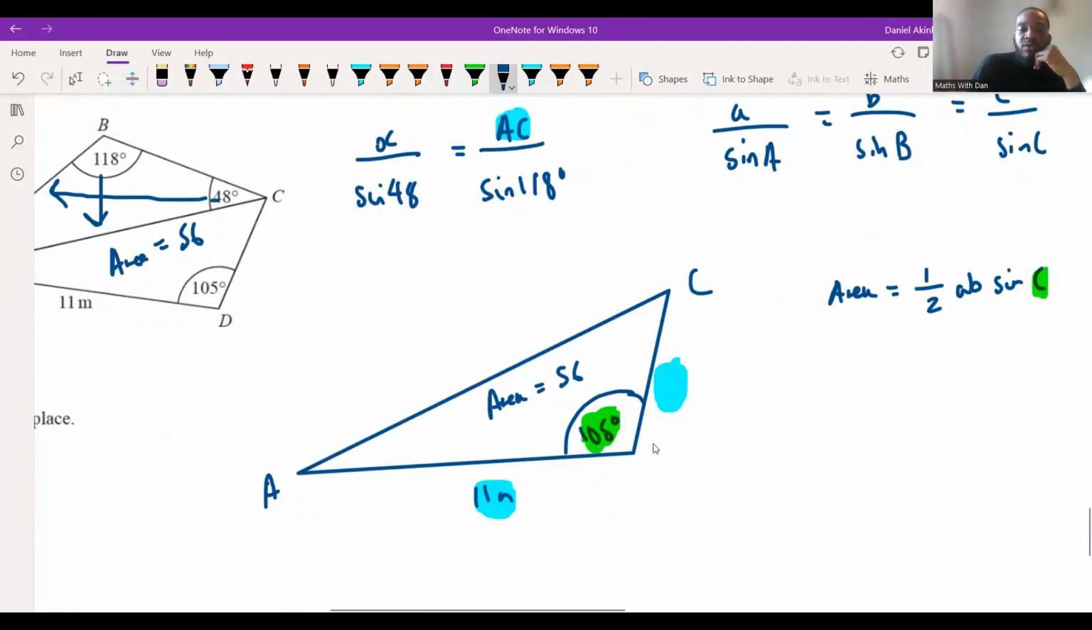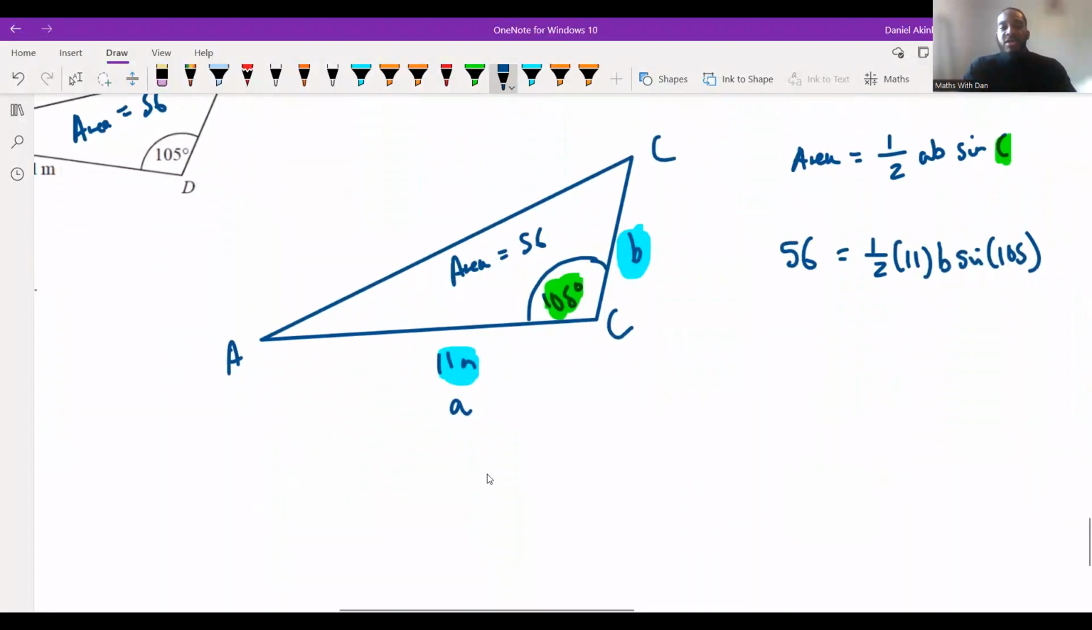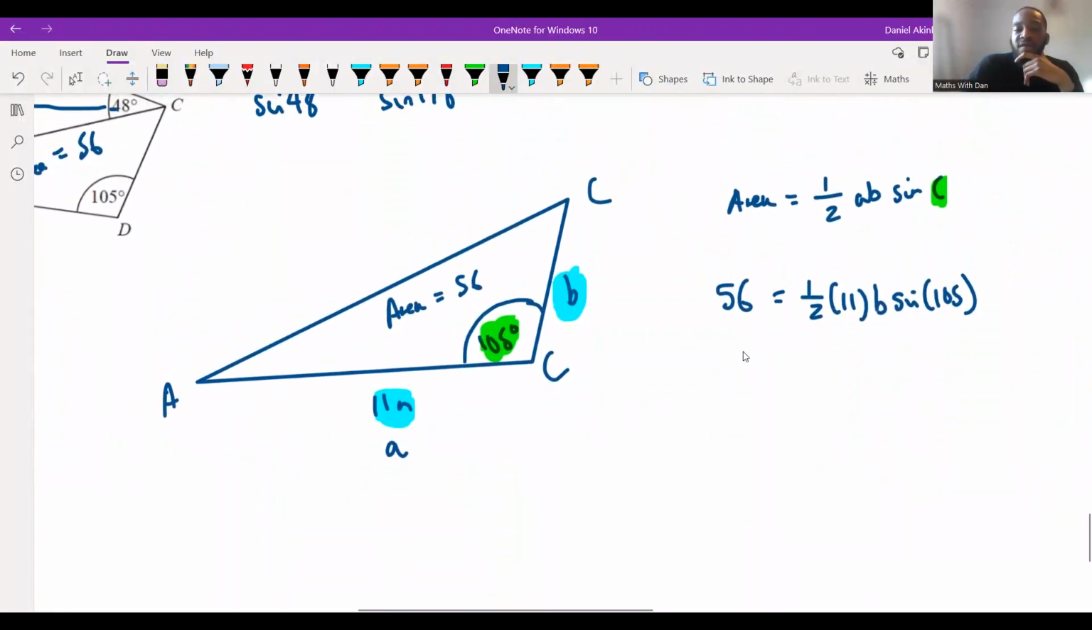So, for example, if this was C, this was a, and this was b, and the area is 56, then that would mean 56, because that's the area, is equal to a half, and then a is 11, and b is unknown, and the sine of 105. If I tidy this up, 56 is equal to half of 11, which is 5.5, times b, times sine of 105.